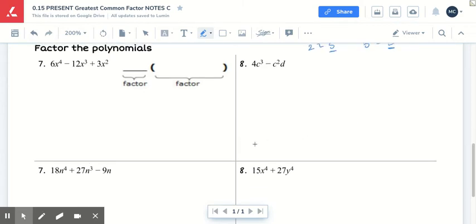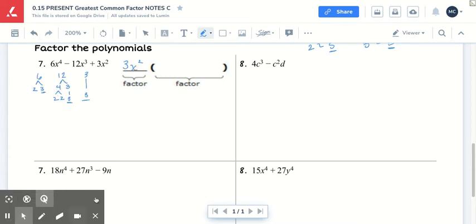All right, now we're going to factor these polynomials. So the first thing we have to do is find the greatest common factor for all of the terms that are involved there. And then we'll talk about how to write the other factor. So looking at all 3 terms that are here, we're going to do prime factorization on each of them. And this would be a great place to pause the video and see if you can figure out the greatest common factor for all 3 terms. You should have gotten 3x squared for your greatest common factor.